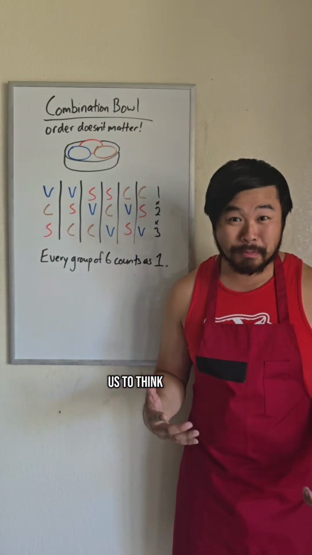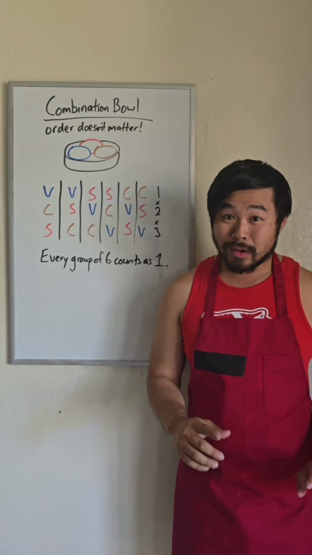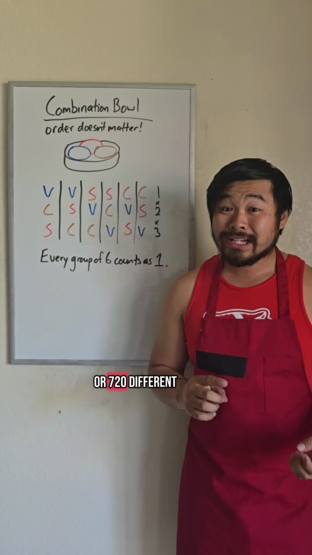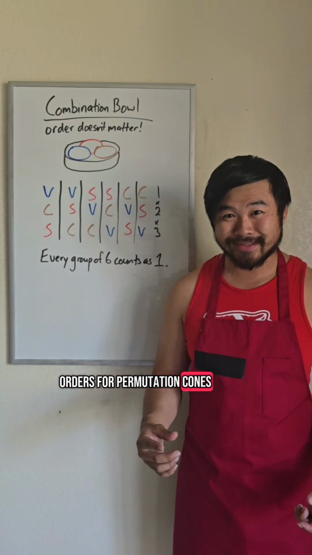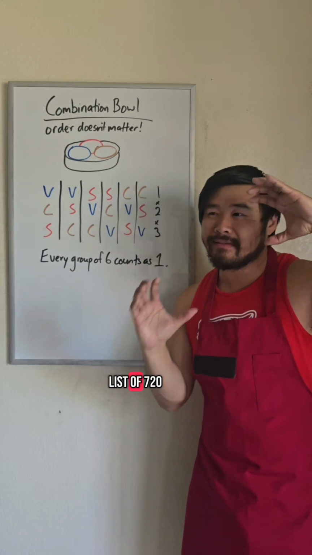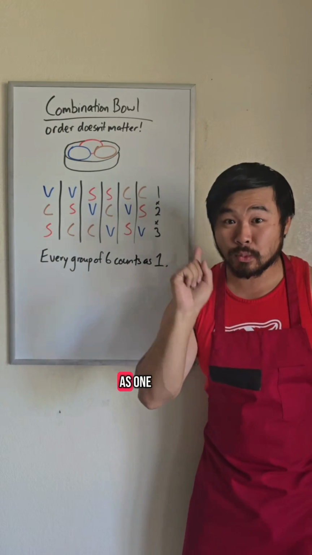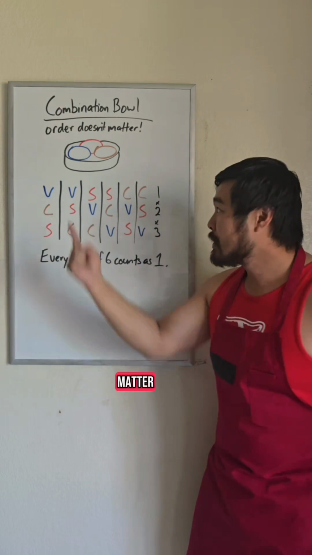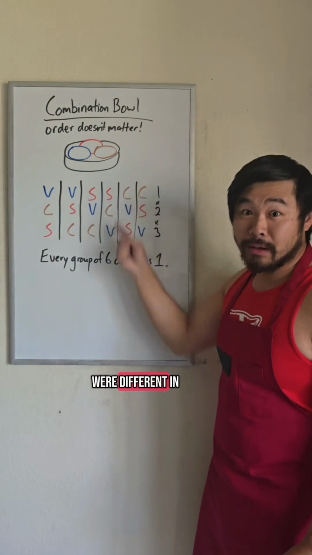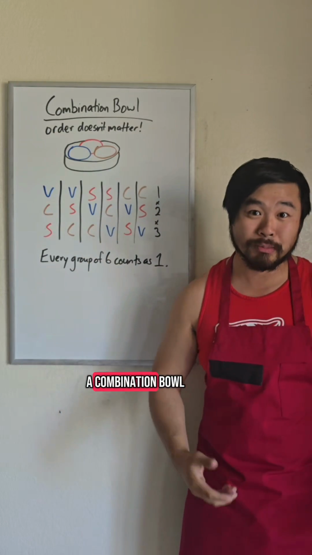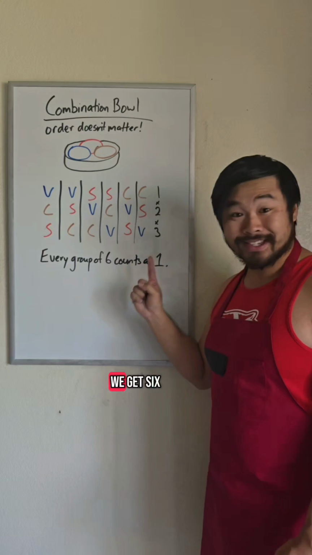Now I want us to think about permutations for a couple seconds. Remember, there were 10 times 9 times 8, or 720, different orders for permutation cones. I want us to imagine that list of 720 different ways. Every group of 6 now counts as 1, because order doesn't matter. All of these were different in a permutation cone, but they all count as the same order in a combination bowl.